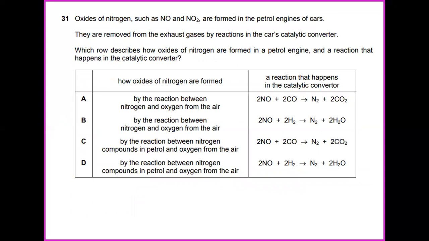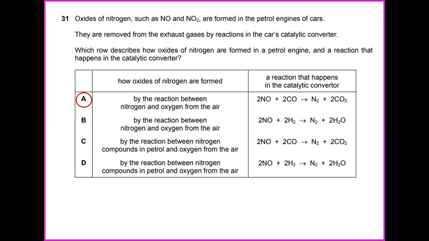Oxides of nitrogen, such as NO and NO2, are formed in the petrol engine of cars. They are removed from the exhaust gases by reaction in the car's catalytic converter. Which row describes how oxides of nitrogen are formed in the petrol engine and a reaction that happens in the catalytic converter? So the answer for how oxides of nitrogen are formed: it is formed by the reaction between nitrogen and oxygen from the air.